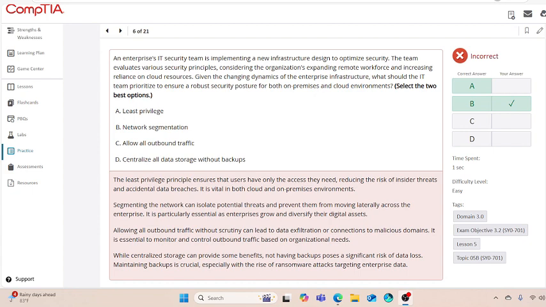The least privilege principle ensures that users have only the access they need, reducing the risk of insider threats and accidental data breaches. It is vital in both cloud and on-premise environments. Segmenting the network can isolate potential threats and prevent them from moving laterally across the enterprise. It is particularly essential as enterprises grow and diversify their digital assets.